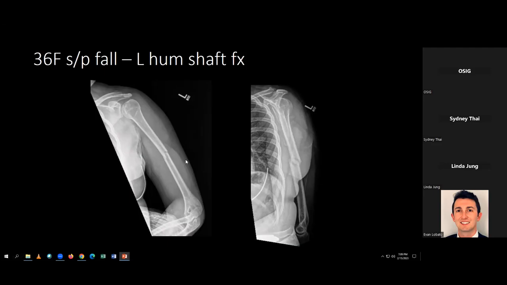And this wasn't the case for her. But the force that's pulling it is the deltoid. So you have to fight the deltoid when you're trying to splint this.